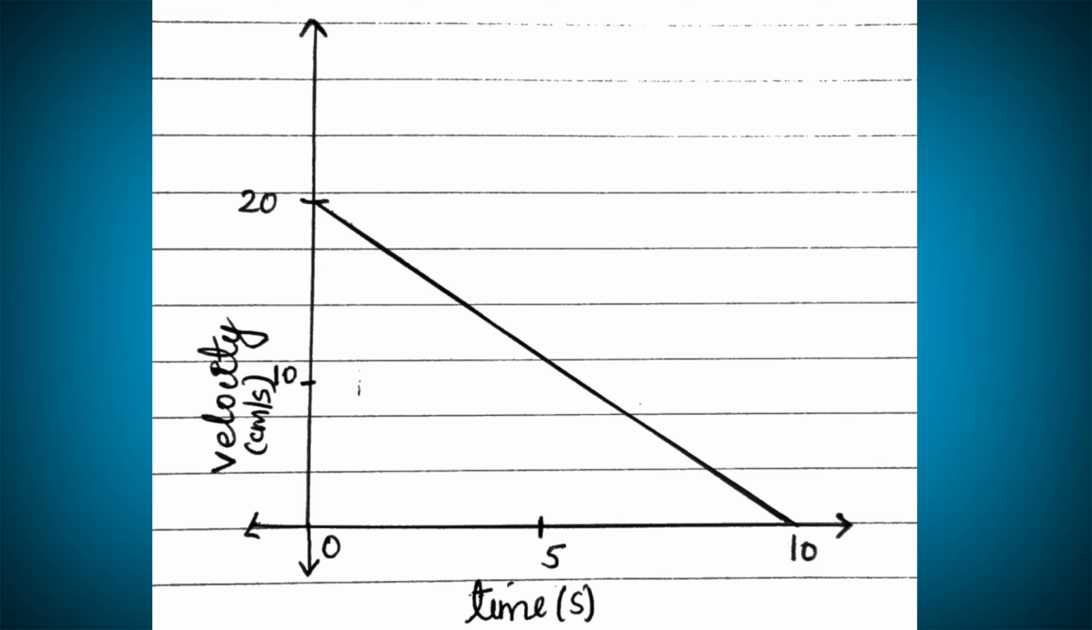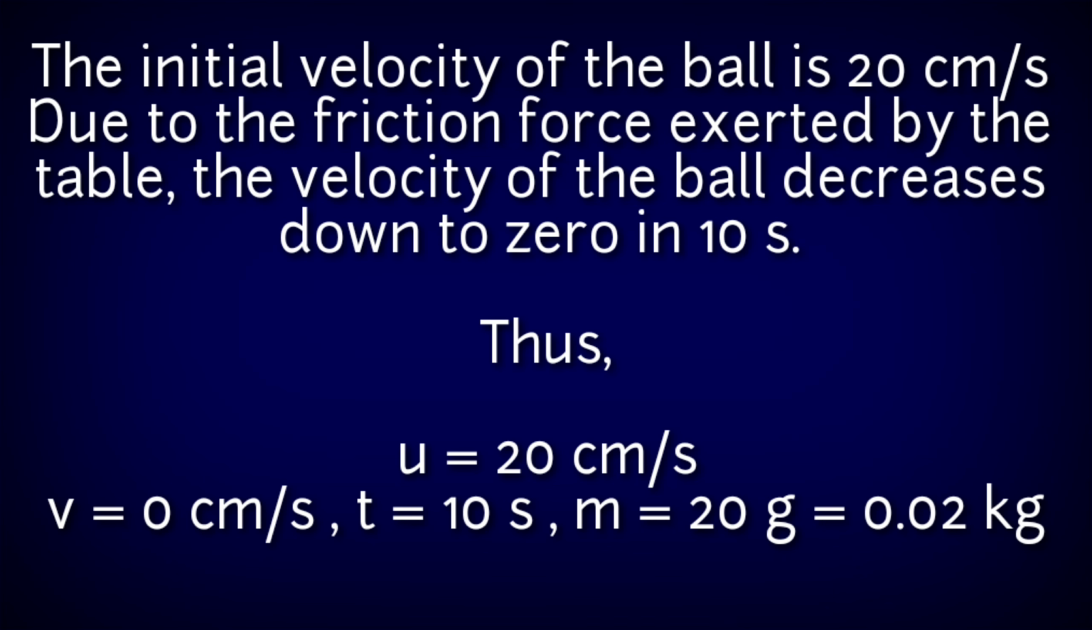So what is given in the question is the mass, which is 20 gram. First, we will convert mass in grams to kg, since gram is not the SI unit. So we just divide 20 by 1000, and we get 0.02 kg. The initial velocity given is 20 centimeter per second. The final velocity is 0, since the ball is being stopped.